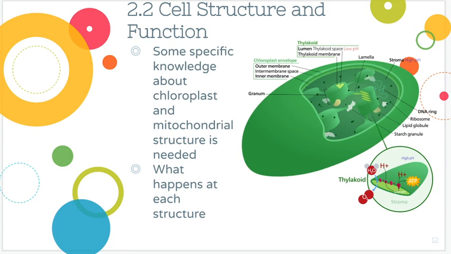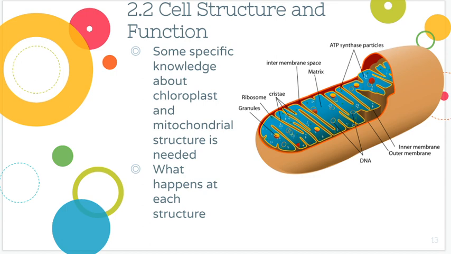And then there's the stroma, which is the liquid component of the chloroplast, where the Calvin cycle, or the light independent reactions of photosynthesis, occur. And a grana is a stack of thylakoid membranes. So you do have to know some pretty specific things about the structure of the chloroplast and the function of those particular structures. And the same thing is true for the mitochondrion.